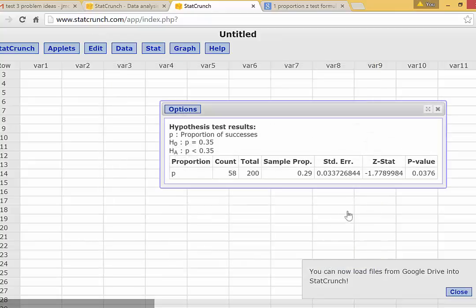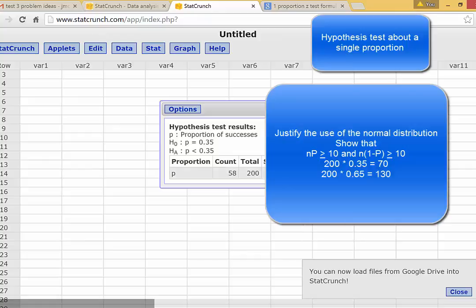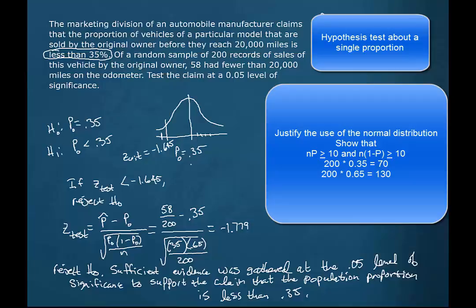Click compute. And here we have that z-stat value again. But we also have this p-value, 0.0376. So our p-value is 0.0376. And the significant thing about that is that it is less than 0.05, which is what we set for alpha.